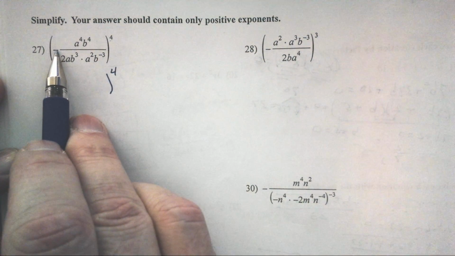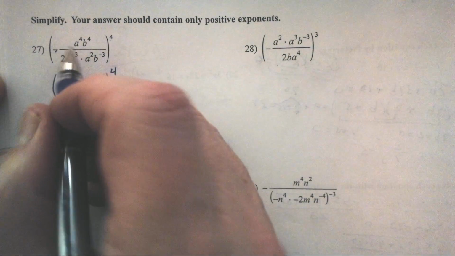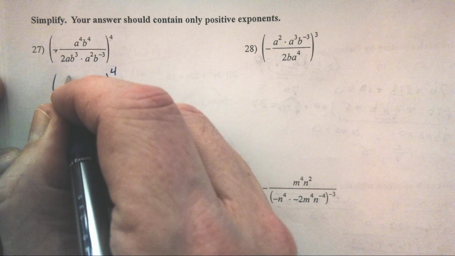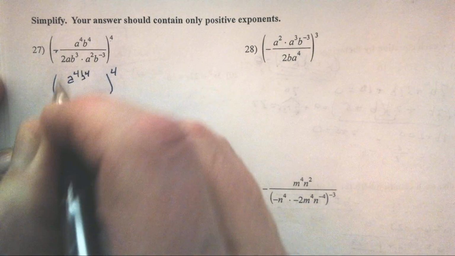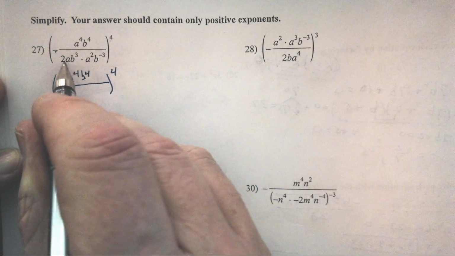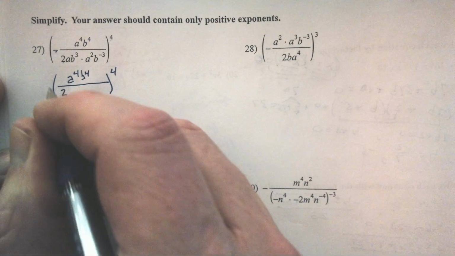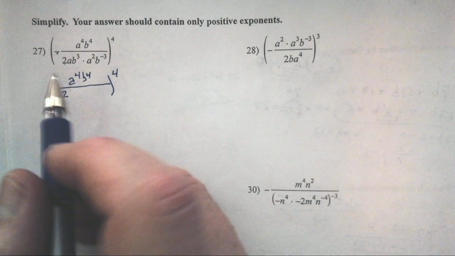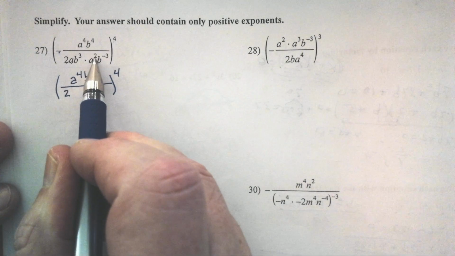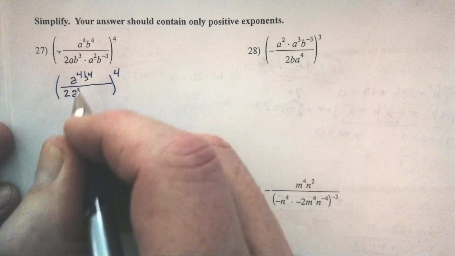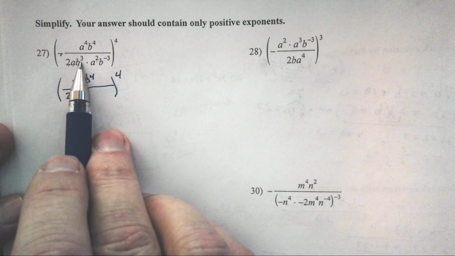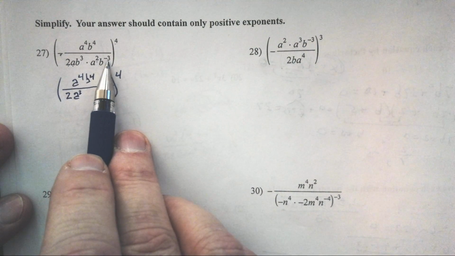I'm going to just take care of that negative, realize we have a positive here. In the numerator, there's not much I can do there right now. I have a to the fourth, b to the fourth. In the denominator, I only have a numeric factor of 2. I've got a times a to the second. That's a times a times a to the third. I've got b to the third times b to the negative third.